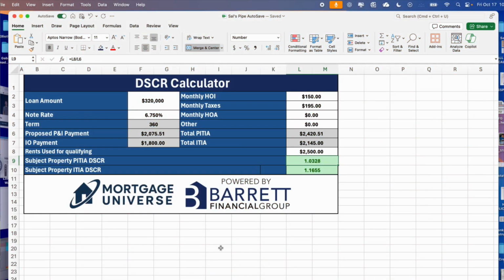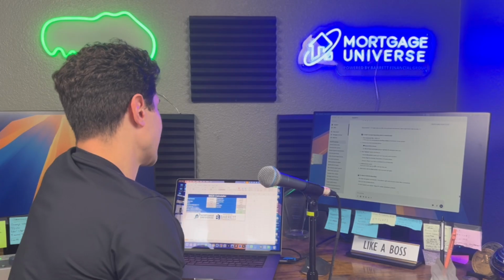I just wanted to show you what this looked like, so you can see how to calculate it. Every example is going to be a little different, but these are really the only fields you need to fill out to calculate your DSCR. It's as simple as that.